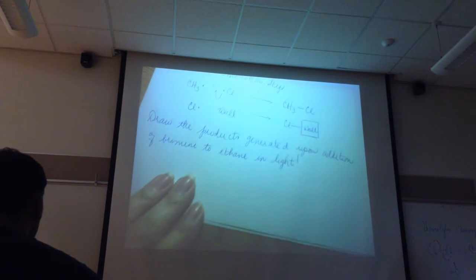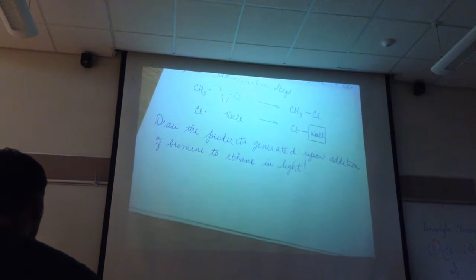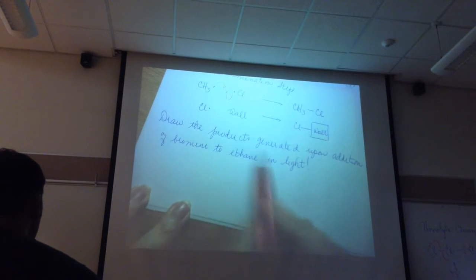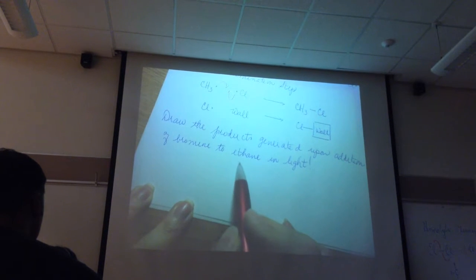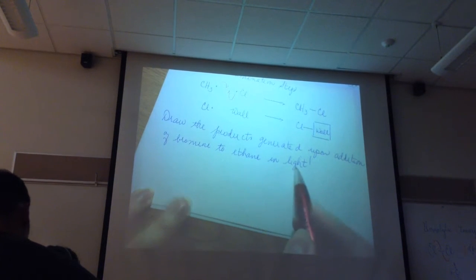So how are we going to translate this? A lot of what we do in organic chemistry is like a word problem, and you're converting this into your equation, okay? So the first thing that you need to know is they want you to draw the products, and they're saying you're gonna react bromine and ethane, and there will be light.